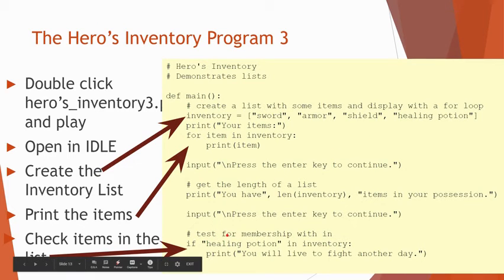If you want to check if an element is in a list, you would say if healing potion, in this case, is in inventory. So if healing potion in inventory, is that true or false? Well, healing potion is right here. It is in the inventory list, so the result is true. If it's true, then print you will live to fight another day. And it does indeed print that.